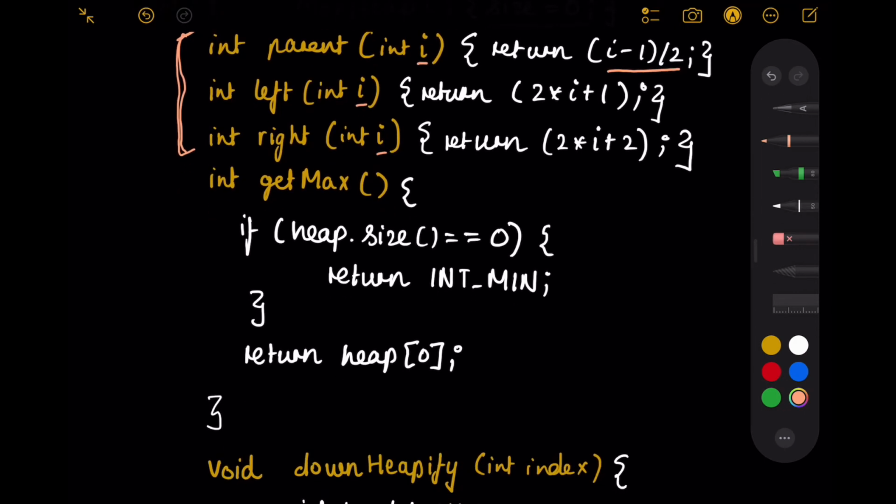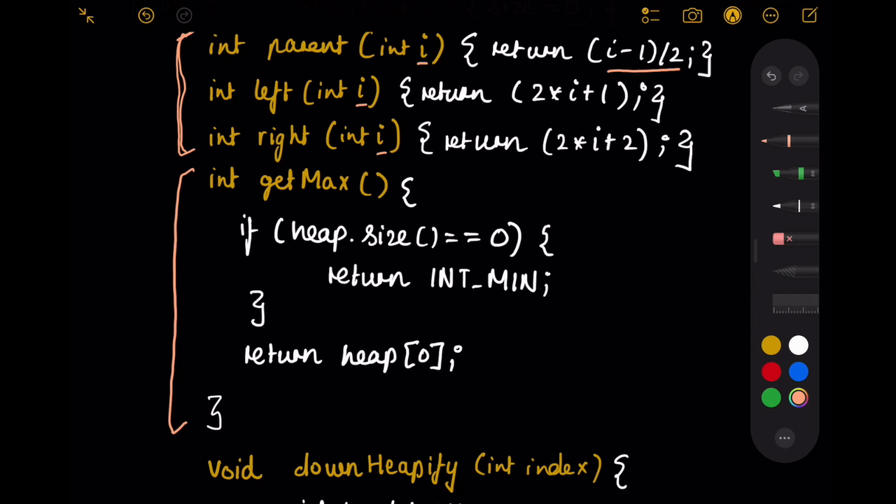Now the next method is basically the get method, to get the maximum value of our collection. So we know that in a max heap, the max value is always present at the root, and we have already discussed that in the array representation of a heap, the root is stored at index 0. So when we have to just get the max element, we first check whether the size of the heap is 0 or not.